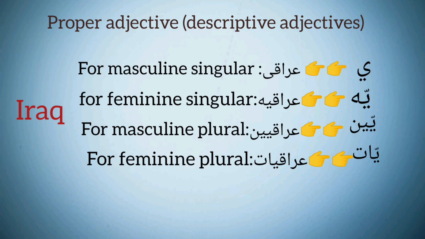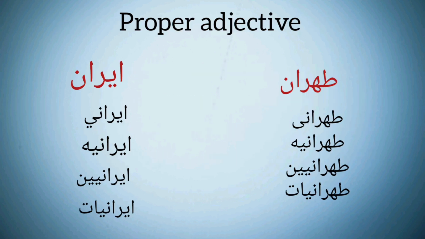For masculine plural, we say Iraqiyin. We add iyin at the end of the word. And for feminine plural, we say Iraqiyat. We add iyat at the end of the word. And these are other examples for proper adjectives. Iran, Iraniye, Iraniyin, Iraniyat. And Tehran. As you know, Tehran is the capital of Iran.